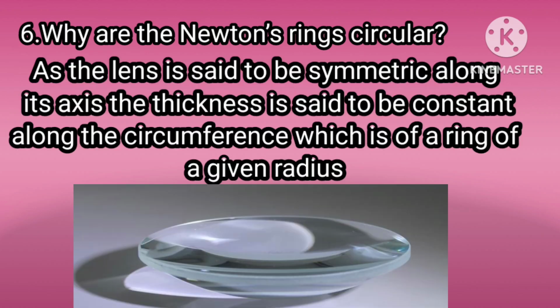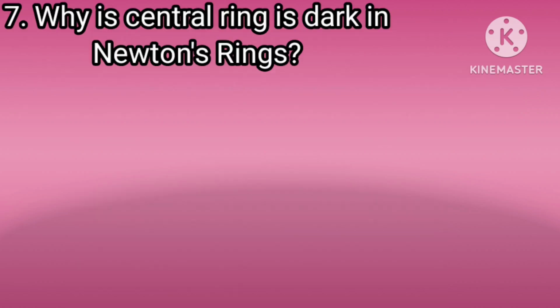Why are Newton rings circular? As the lens is symmetric along its axis, the thickness is constant along the circumference of a ring of a given radius of the lens.